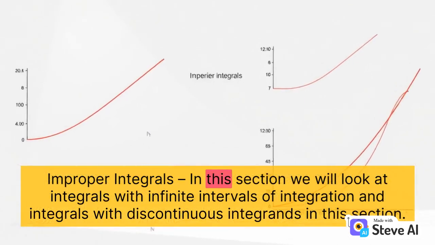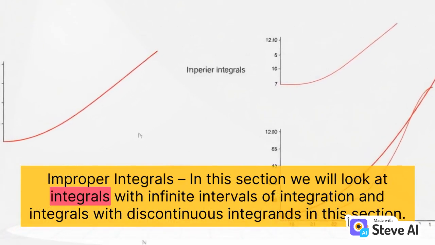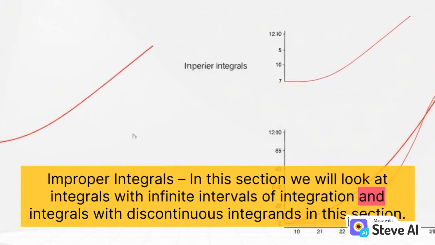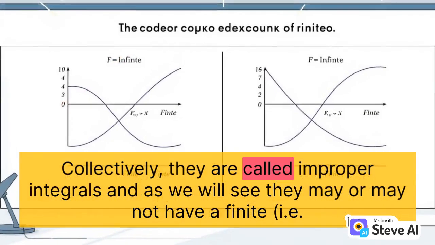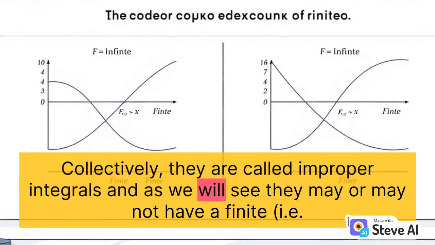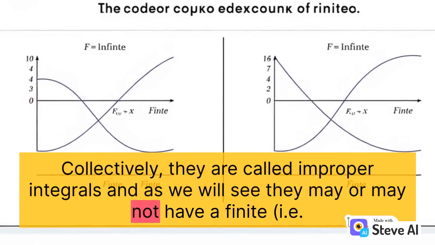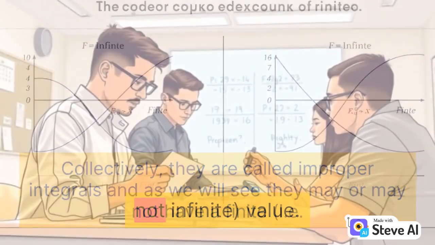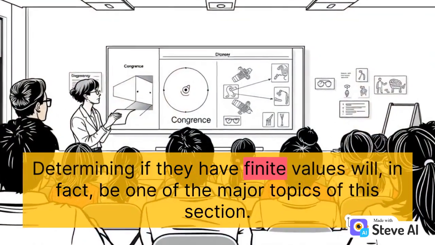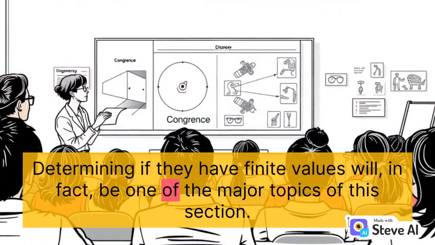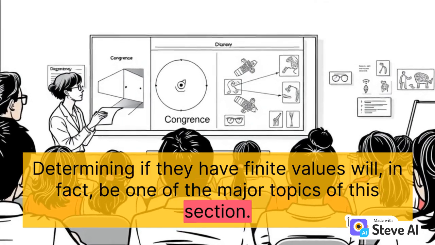Improper integrals. In this section we will look at integrals with infinite intervals of integration and integrals with discontinuous integrands. Collectively, they are called improper integrals, and as we will see they may or may not have a finite, i.e., not infinite, value. Determining if they have finite values will, in fact, be one of the major topics of this section.